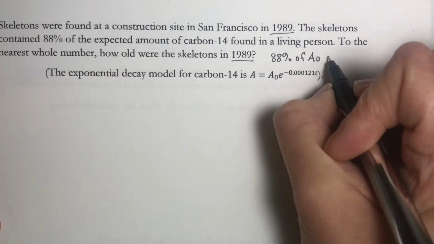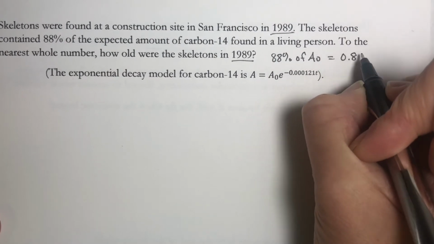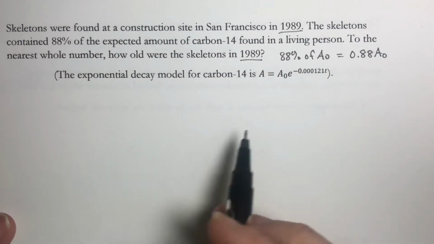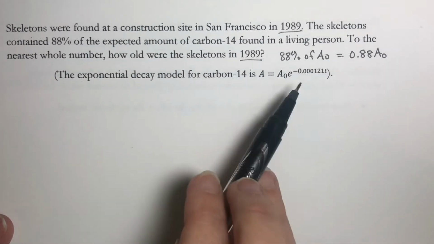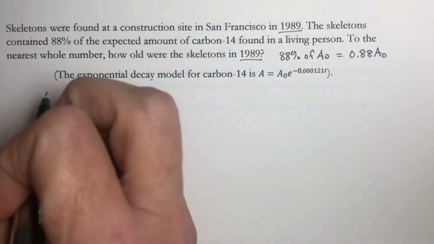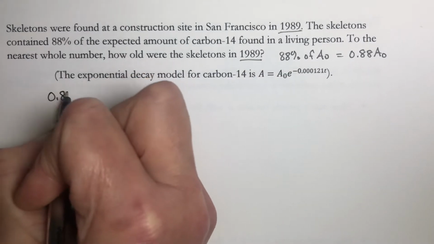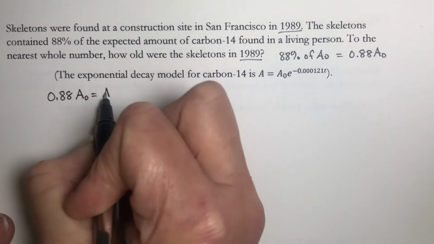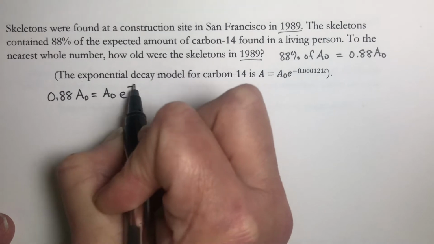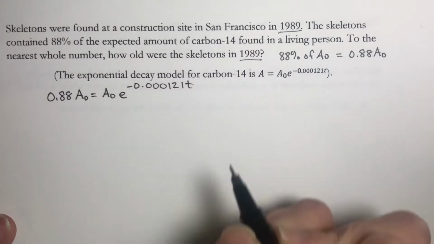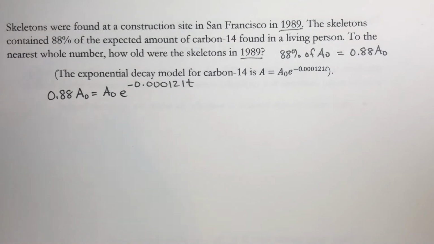Which is the same thing as 0.88 times A naught. So this is how much we have left. This is how much we started with. So let's just take this and plug it in right here. So 0.88 times A naught is equal to A naught times e to the negative 0.000121 t.